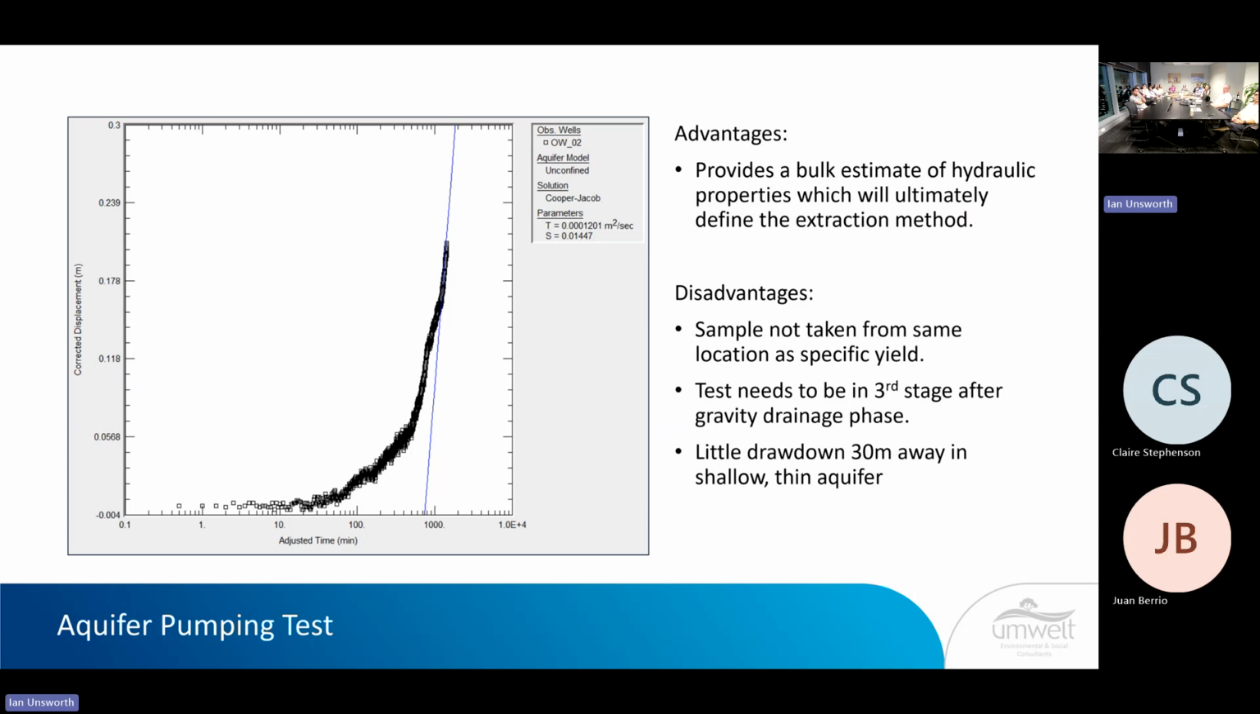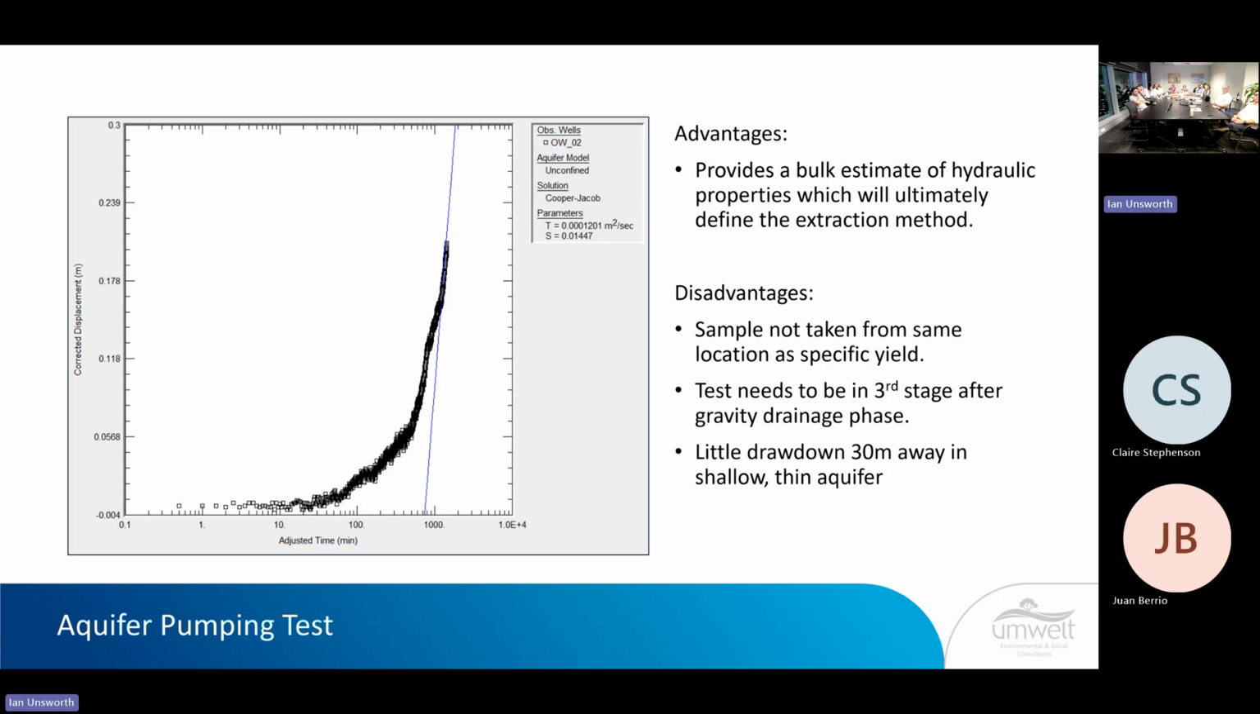That's just a shot from an Aqtesolv graph from a pumping test we did. Obviously, it gives you a good idea of the bulk hydraulic properties, which ultimately define how you might extract this stuff. Are you going to drill a bunch of wells? Are you going to dig trenches? Other methods.